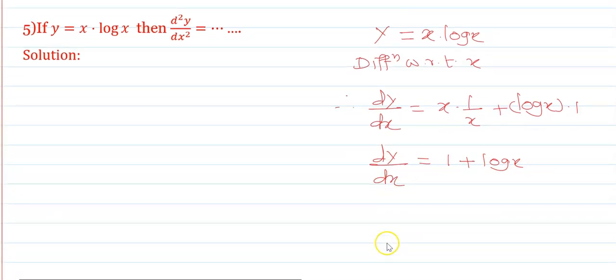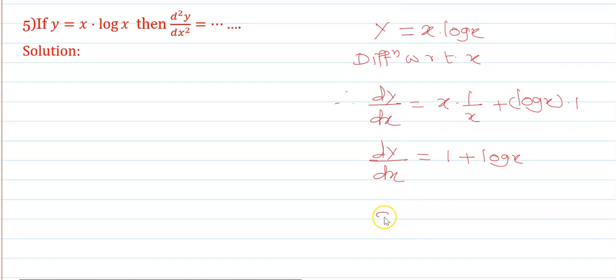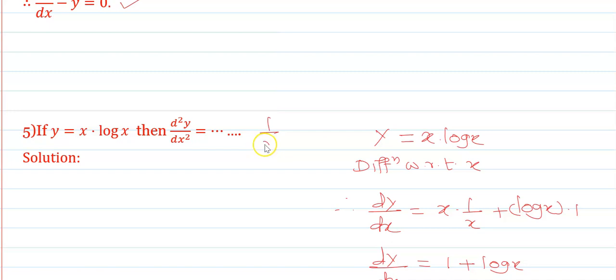Again differentiate this with respect to x. Therefore you will get d2y by dx square. Derivative of 1 is 0. Derivative of log of x is 1 upon x. And hence d2y by dx square is 1 upon x is the answer.